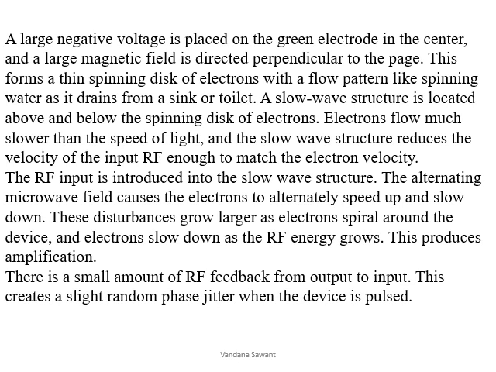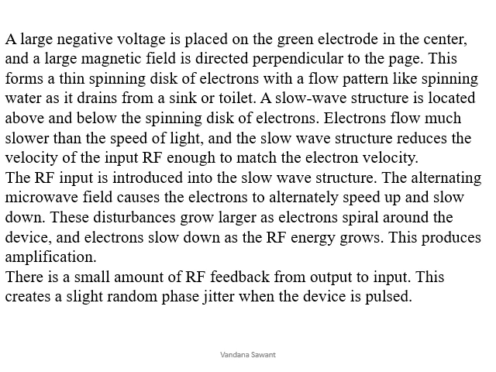A slow wave structure is located above and below the spinning disk of electrons. The electrons flow much slower than the speed of light. The slow wave structure reduces the velocity of the input RF signal enough to match the electron velocity. The RF input is introduced into the slow wave structure. The alternating microwave field causes the electrons to alternately speed up and slow down. These disturbances grow larger as the electrons spiral around the device. An electron slows down as the RF energy grows.